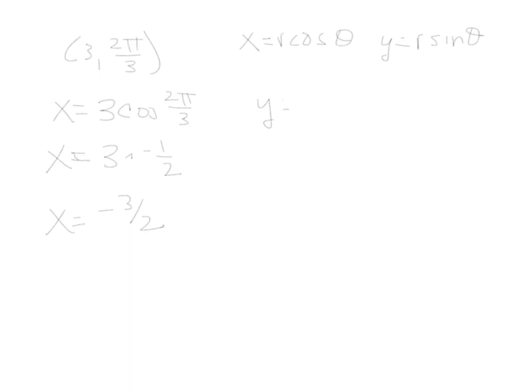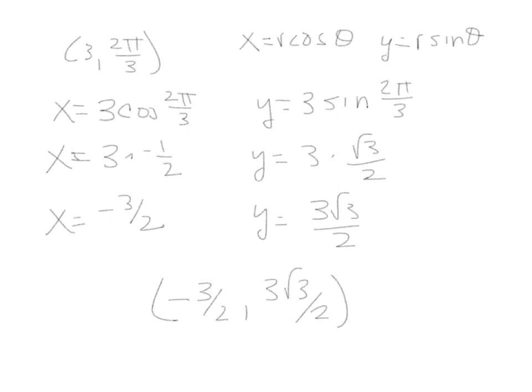Let's convert our y coordinate. Our y coordinate is radius, which is 3. We use sine for our y coordinate, and again the angle is 2 pi over 3. When we look that one up, we get 3 times square root of 3 over 2. So that would give us, when we simplify, 3 radical 3 over 2. Write that as an ordered pair. Our ordered pair would be negative 3/2, 3 radical 3 over 2.